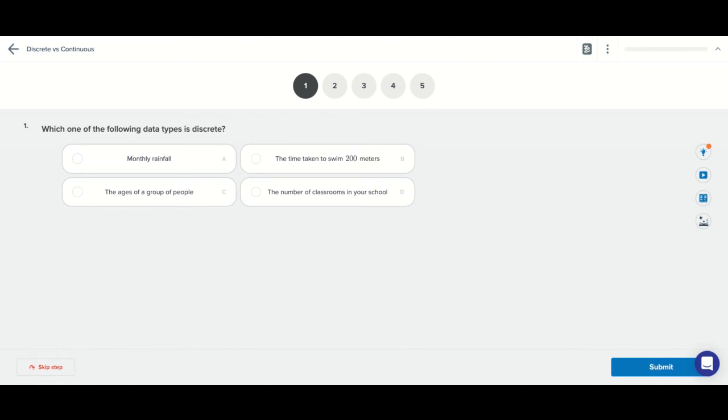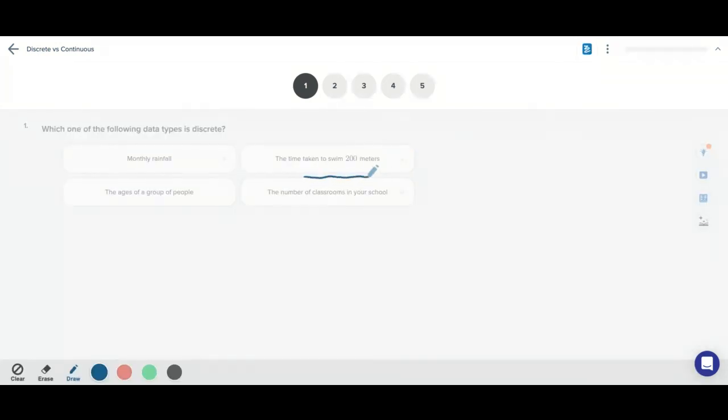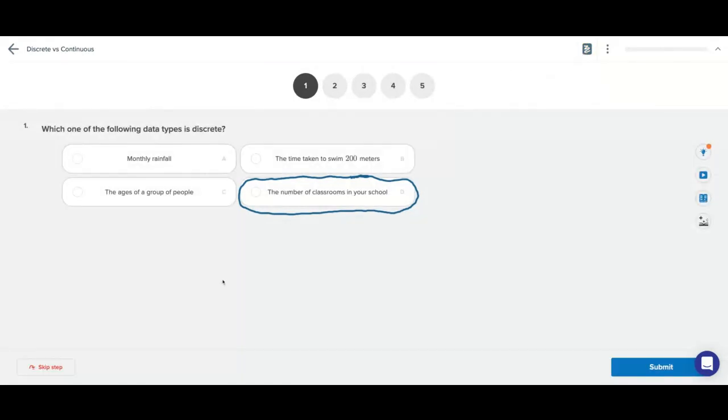So which one of the following data types is discrete? Whole numbers. Number of classrooms in the school. I like this one the most because the last thing I want to do is walk into Justice High School and they say we have 62.4 classrooms. I know I'll probably end up getting that 0.4 of the classroom, which is, you know, depressing. So we want whole numbers for classrooms.